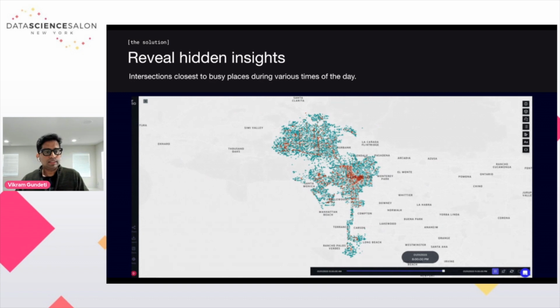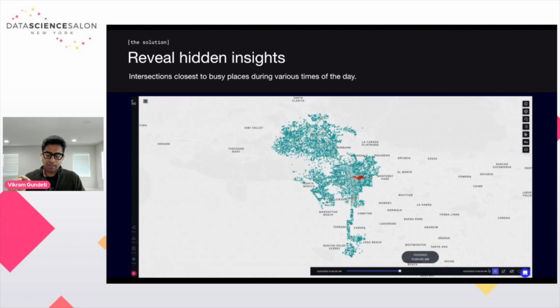So, this is a visual of the busiest intersections in Los Angeles. And as you see, the redness represents the busyness of that intersection, and it changes throughout the day, right? Let me walk through how we arrived at this.